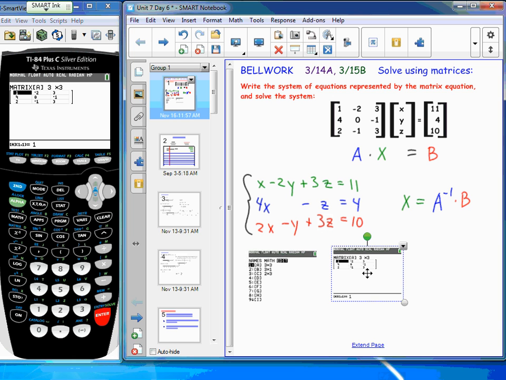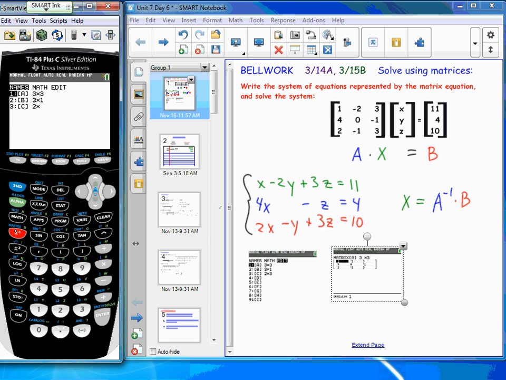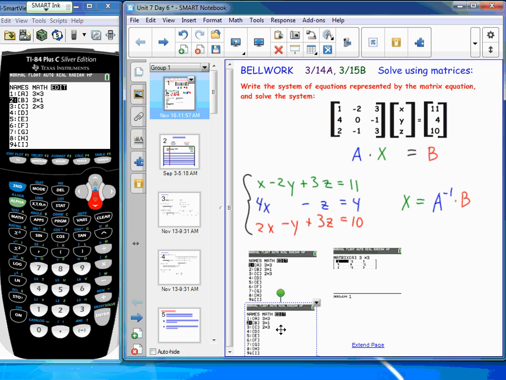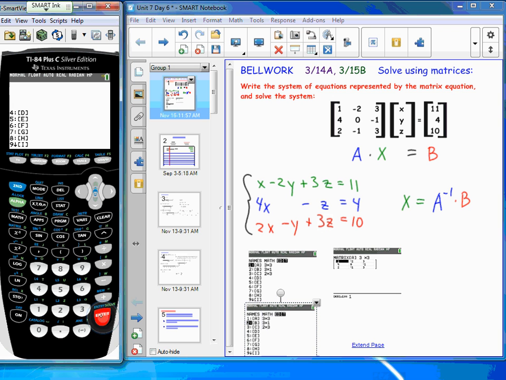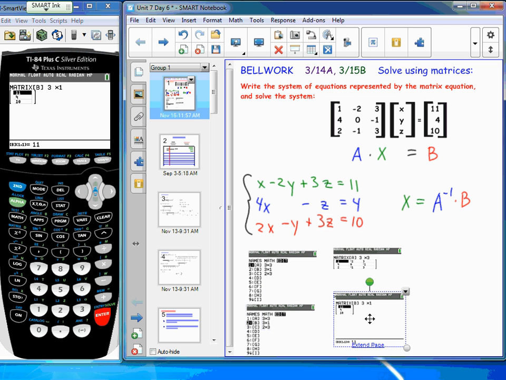And then I also need to edit my variable matrix B. And so I'm going to edit, and this time I'm going to edit B. And matrix B I want to be 3 by 1, and it's going to be 11, 4, 10.